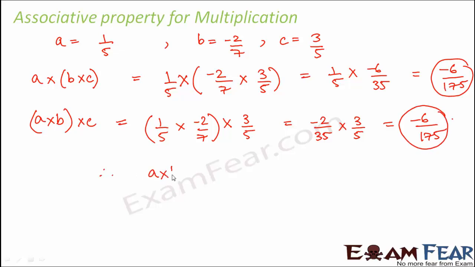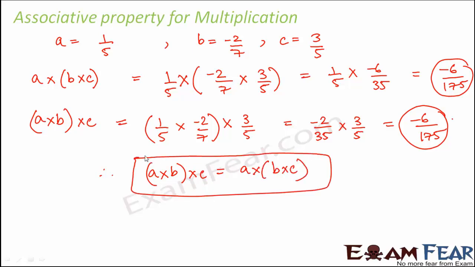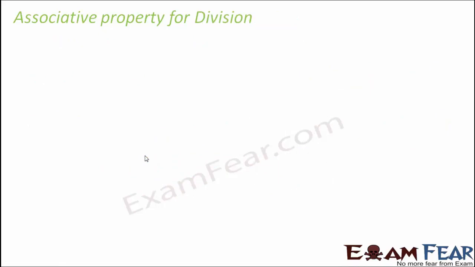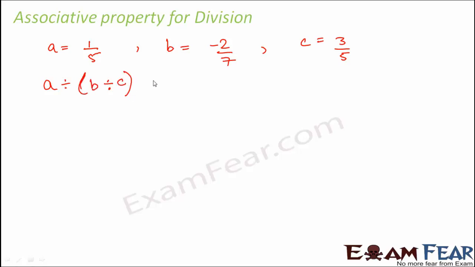Therefore, we can say that (A into B) into C is equal to A into (B into C). So we will now look at the associative property for division. For division again, A is considered as 1 by 5, B is minus 2 by 7 and C is 3 by 5. So considering the three values, we will again calculate A divided by (B divided by C), which is equal to 1 by 5 divided by minus 2 by 7 divided by 3 by 5.